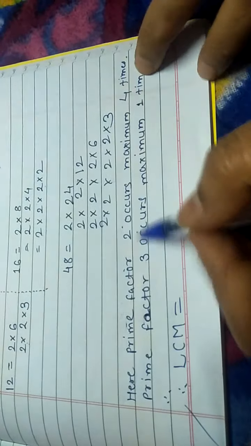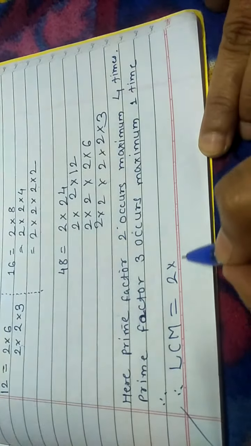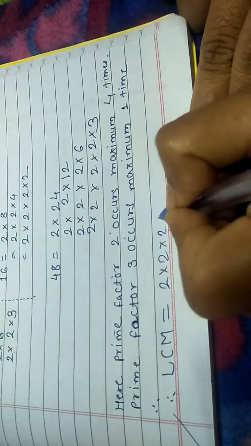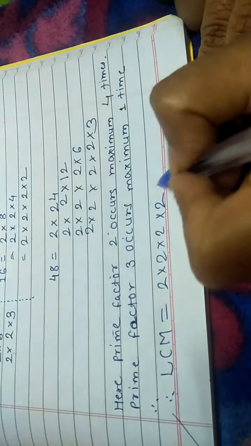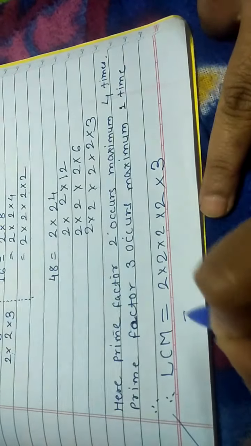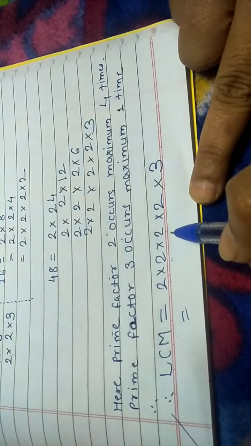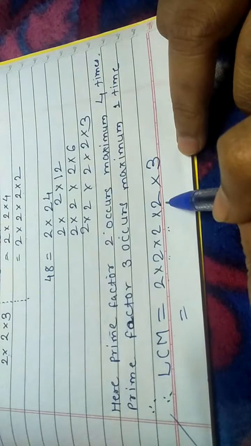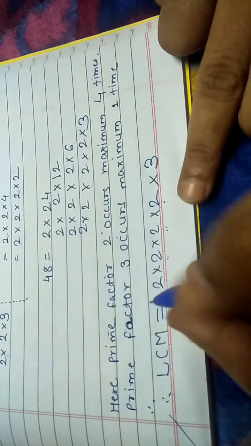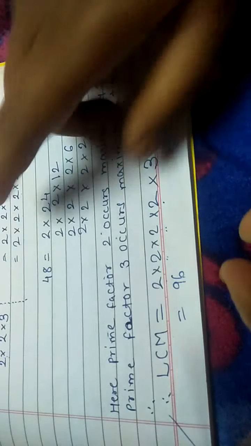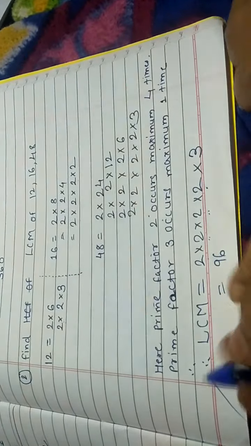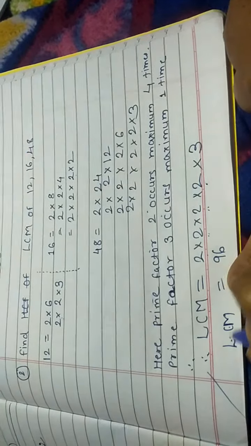So therefore in the LCM, 2 how many times? 4 times. So we have to write down 2 four times in multiplication form: 2 into 2 into 2 into 2, and then 3 only one time. So now do the multiplication. 2 2s are 4, 4 2s are 8, 8 2s are 16, and 16 3s are 96. So the LCM of these numbers is 96. You have to write it down at the end. I hope all of you understood.